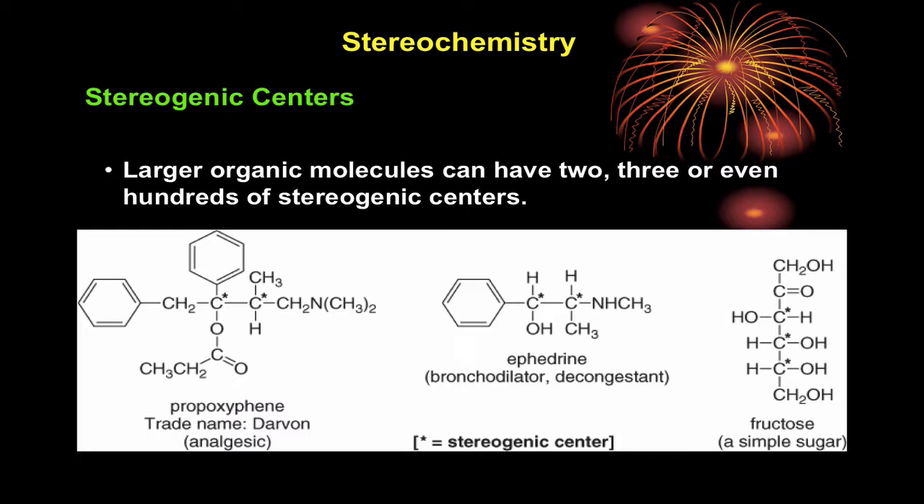Fructose. This is a very simple sugar. If you like Coca-Cola, right? They use high fructose corn syrup or other soft drinks. Notice how many chiral centers are there. 1, 2, 3. Right? We have 3 different chiral centers. Nature only makes 1 molecule, though, this one, with the atoms in the correct orientation. Okay?